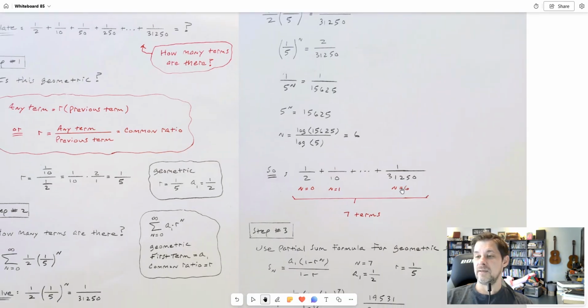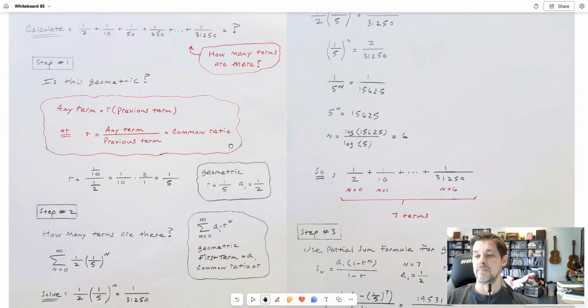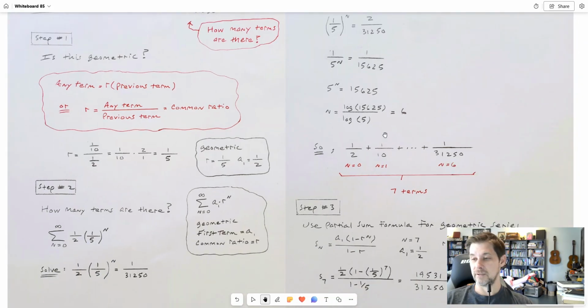Okay, if n equal to 6 gets you this term, that means there are 7 terms total, because 0 got you the first term. So 6 gets you the 7th term. All right, so it's going to look like that. Now that's all I wanted to know. If you could figure out through trial and error that that was the 7th term, then fine, you can still figure it out that way. But I wanted to show you this because I think you should know that too.